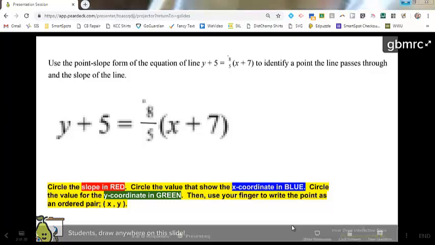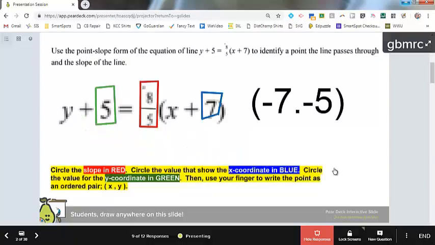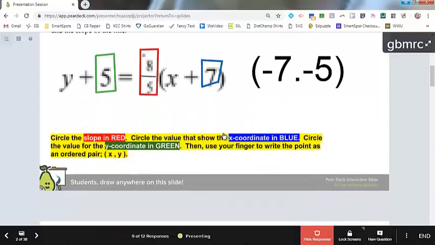Okay, so let's see what we've got here. I have red around the 8/5, green around the 5, blue around the 7, and I have a positive 7 and a negative 5. The sign should be opposite of what you see. Good job. Oh, we got fancy here, boxing them in. Okay. However, this should be a comma, not a period.